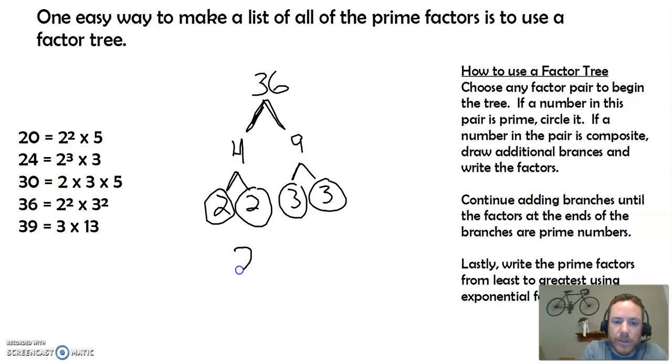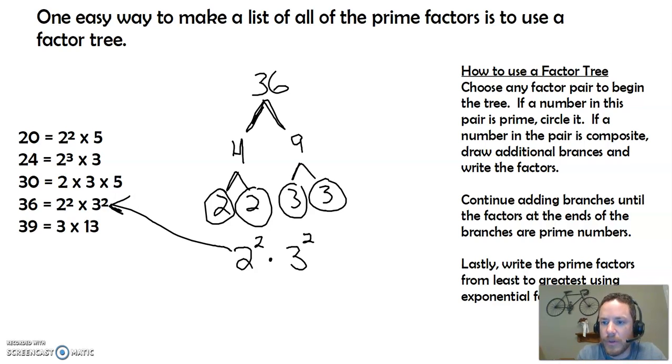And there are 2 2's, so that's 2 squared. And there are 2 3's, so that's 3 squared. And you put a little dot there for times. And we already knew that. It's right there. And let's just do one more. 39.